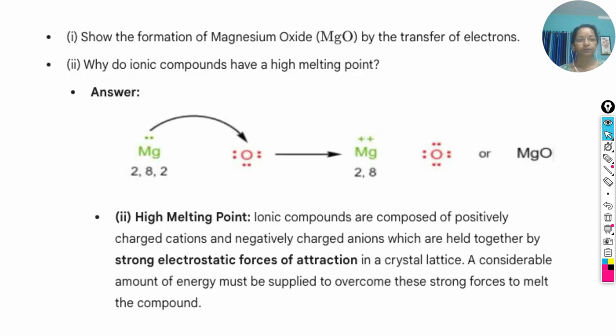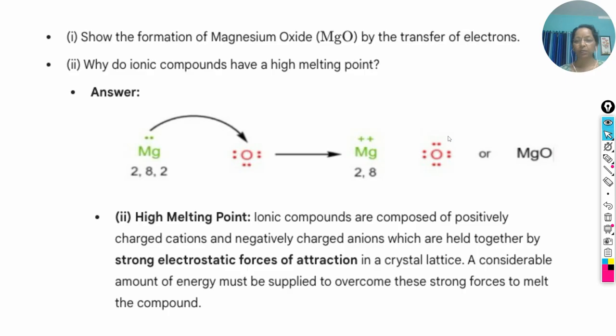Next, show the formation of magnesium oxide by the transfer of electrons. It is shown here, the picture we learned also. Then, why do ionic compounds have high melting point? That also we discussed. It is due to the strong electrostatic force of attraction between the ions. So you can draw the diagram. You should not forget to write the electronic configuration and to show the charges.